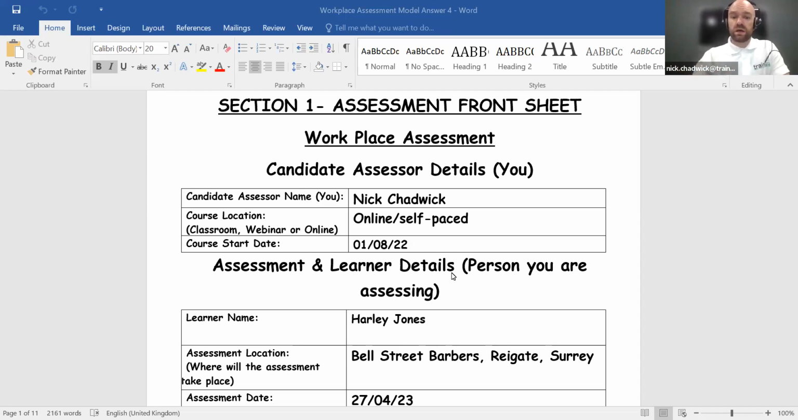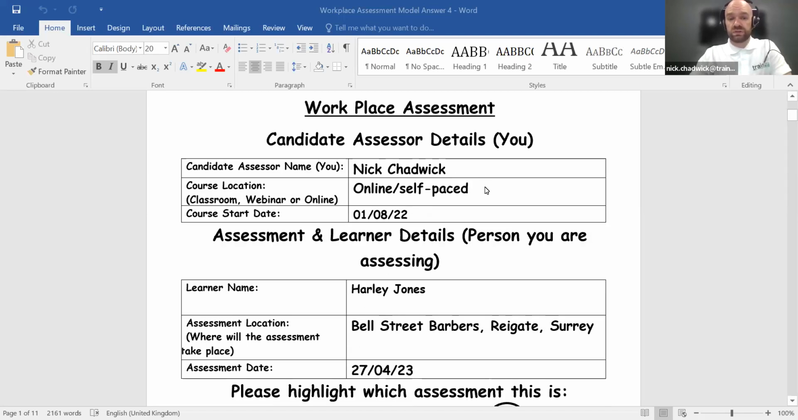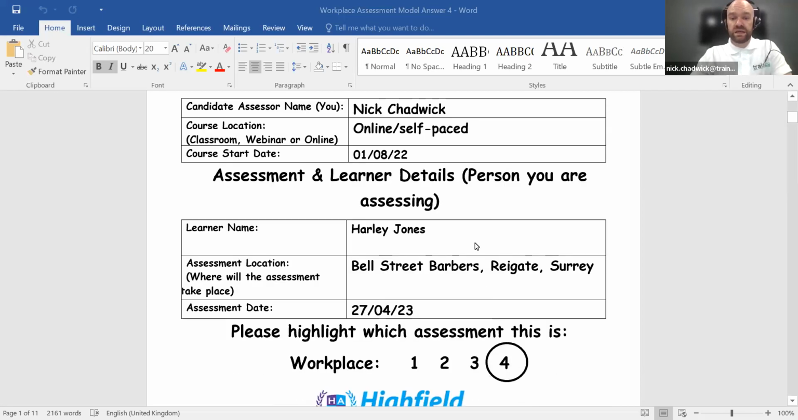So for this workplace assessment, I am going to observe Harley Jones, who works at Bell Street Barbers in Reigate, Surrey, and I'm going to be observing a haircut. And with regards to this assessment front sheet, please make sure that you do include your name, the course location, the course start date as well. And as we can see here, we have the learner details, the assessment location, and also the assessment date.